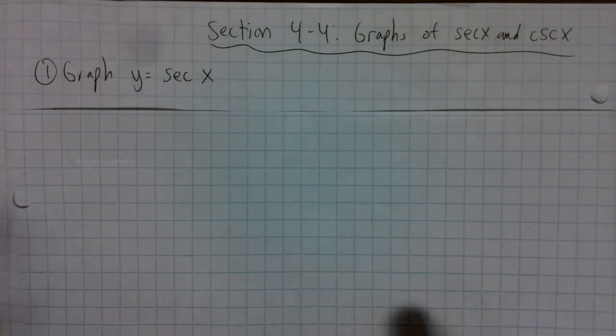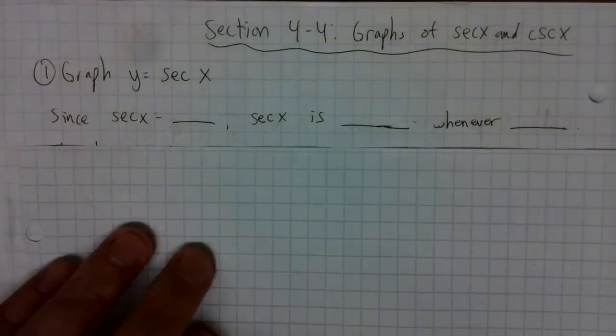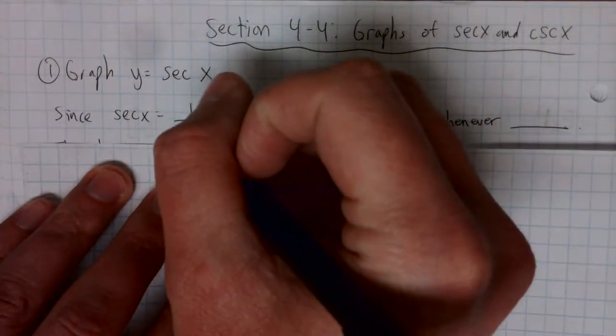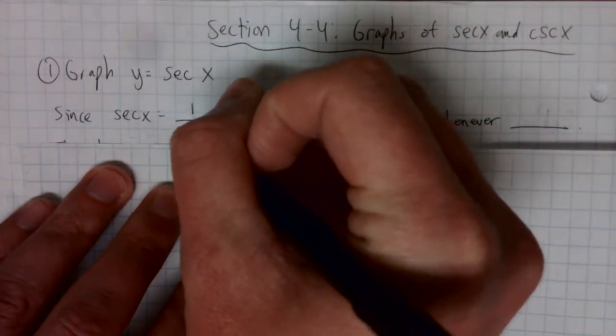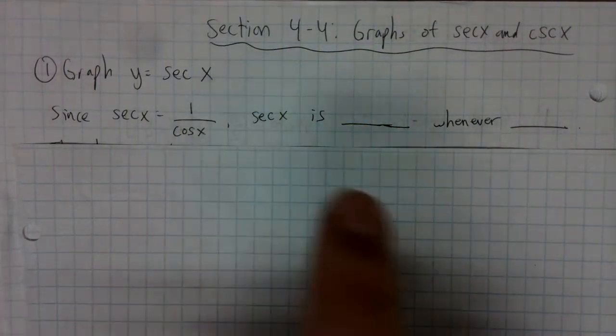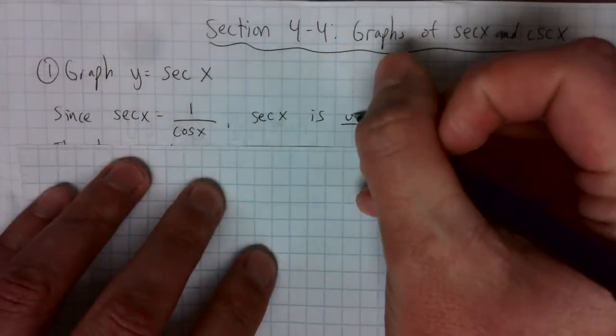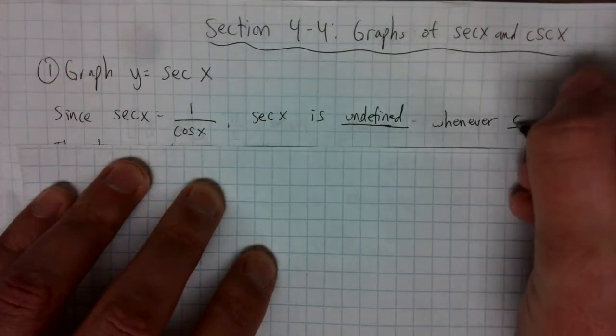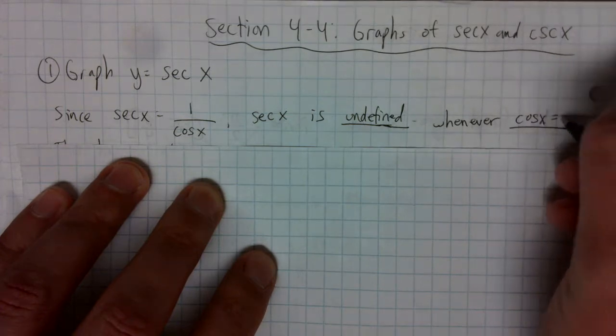So for the first one, secant, similar to what we had going on with tangent and cotangent, since there is a reciprocal here, secant is the reciprocal of cosine, we've got a bunch of undefined values again. So secant is undefined, just like the tangent function was, whenever cosine of x is equal to 0.